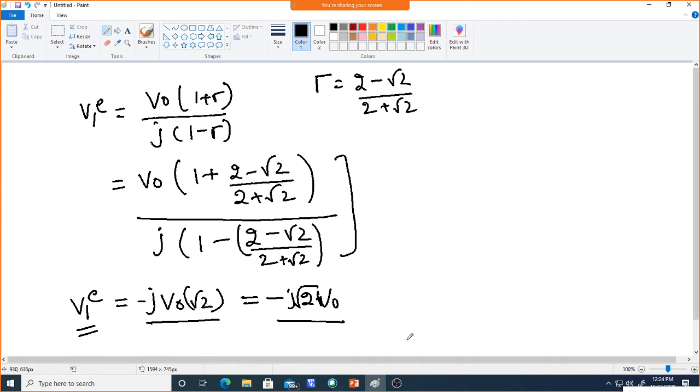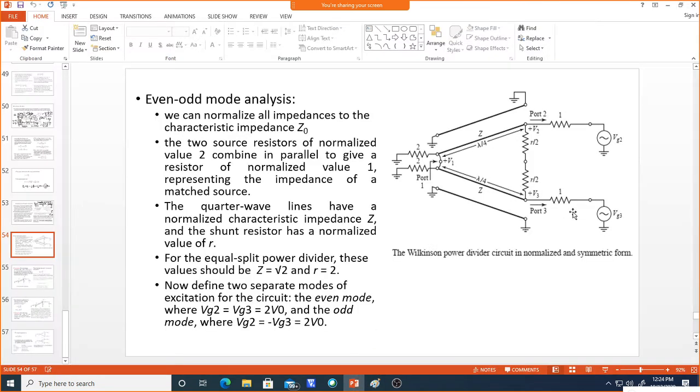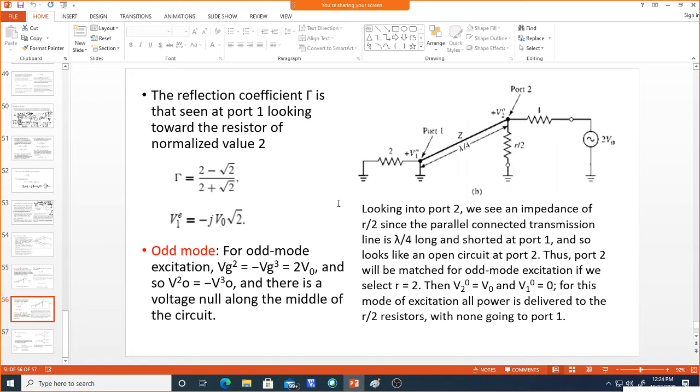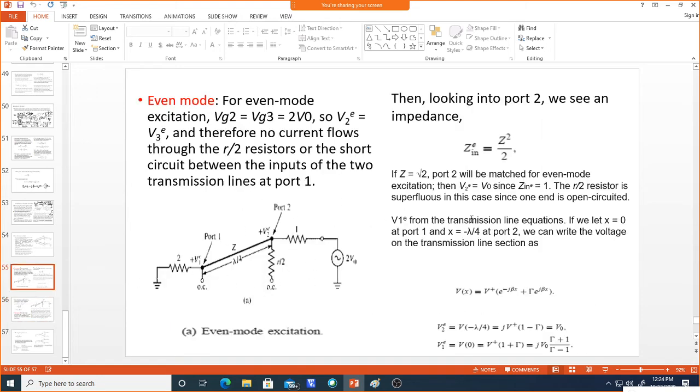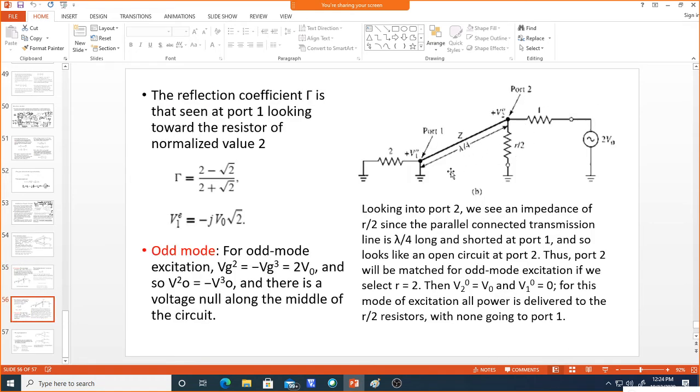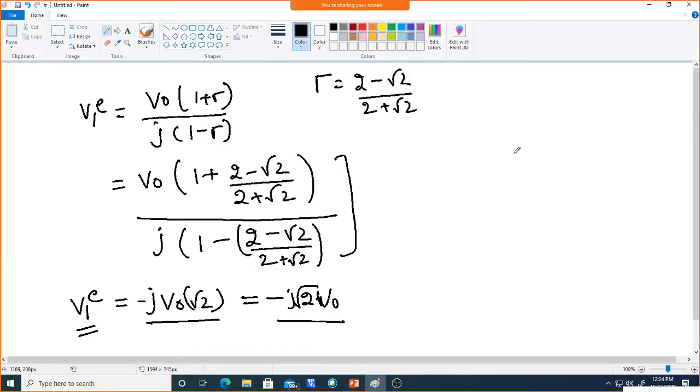Similarly, if you want to consider the odd mode, we have to excite the voltage in opposite phase. The even mode is what we discussed here using the transmission line equation. Now for the odd mode, which is opposite phase, Vg2 equals minus Vg3, so the magnitude will be 2V0. Since the circuit is symmetric, this will become a short circuit part.